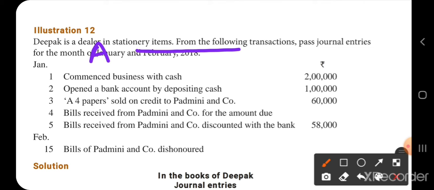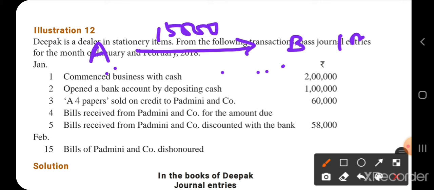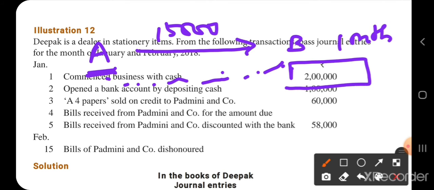Suppose A is selling the goods to B for 15,000. Okay. Now, B will make the payment to A after 1 month. But what is the assurance for A that B will make the payment surely? There is no assurance. For that purpose, A will write a bill and he will send it to B. B will write the word accepted on the bill and he will send it back to A. It will be mentioned that the payment will be made on so and so date.